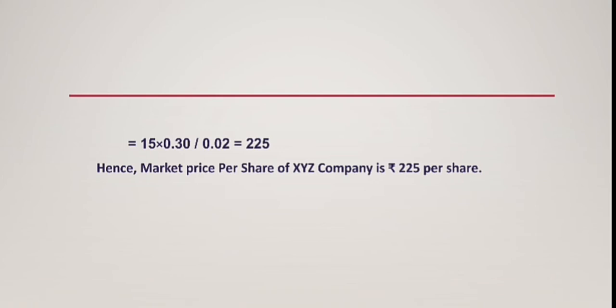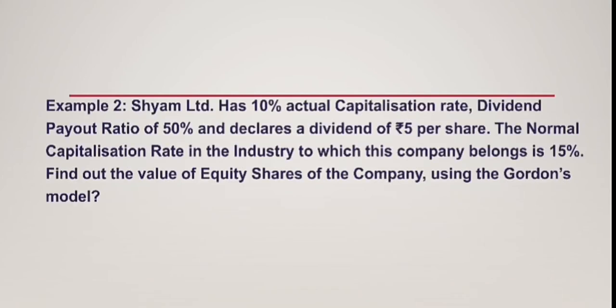So the first formula should be clear in your mind. Now we take another example to solve the method by using the second formula. The second example is: Shyam Limited has a 10% actual capitalization rate, that is KE. So here KE is 10%. Dividend payout ratio, DPR, is 50%, and it declares a dividend of rupees 5 per share. So here we have a value related to dividend per share.